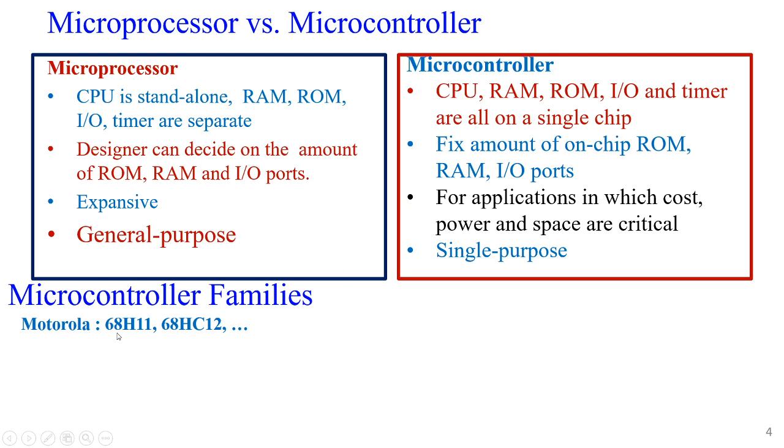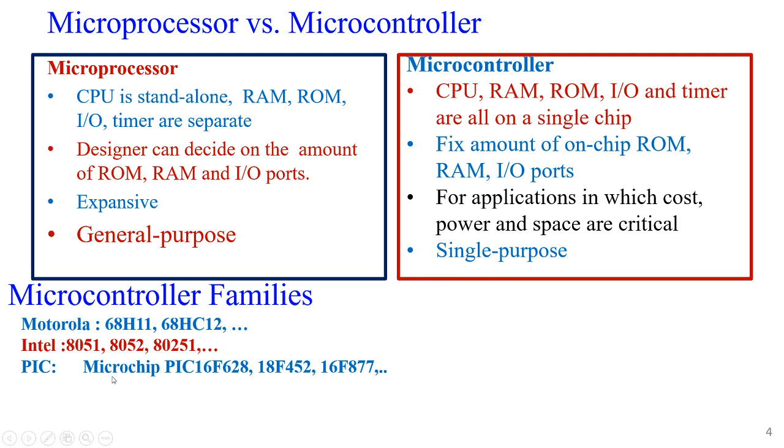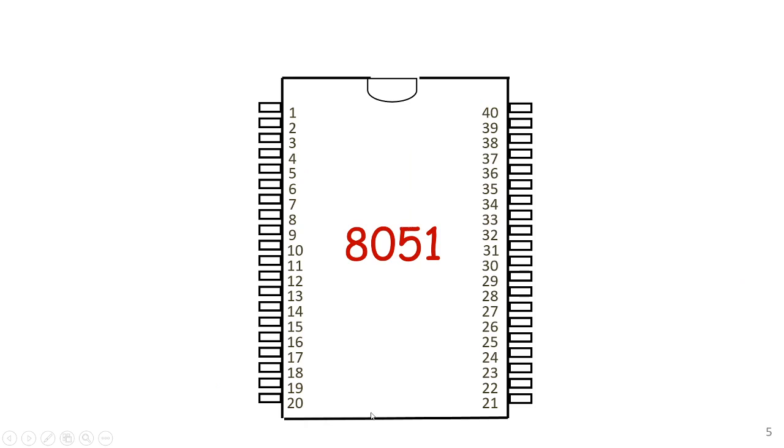Microcontroller families. These are the versions of Motorola companies' microcontrollers: 68H11, 68HC12, like this. Intel 8051, 8052, 80C51, 80C251, advanced versions. PIC microcontrollers, advanced versions. Then AVR microcontrollers, from lower versions to higher versions.